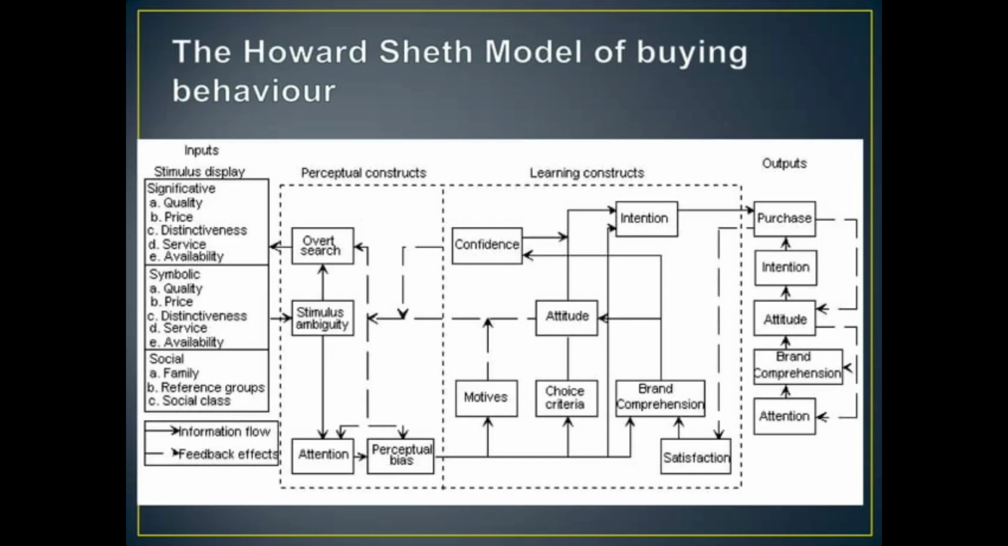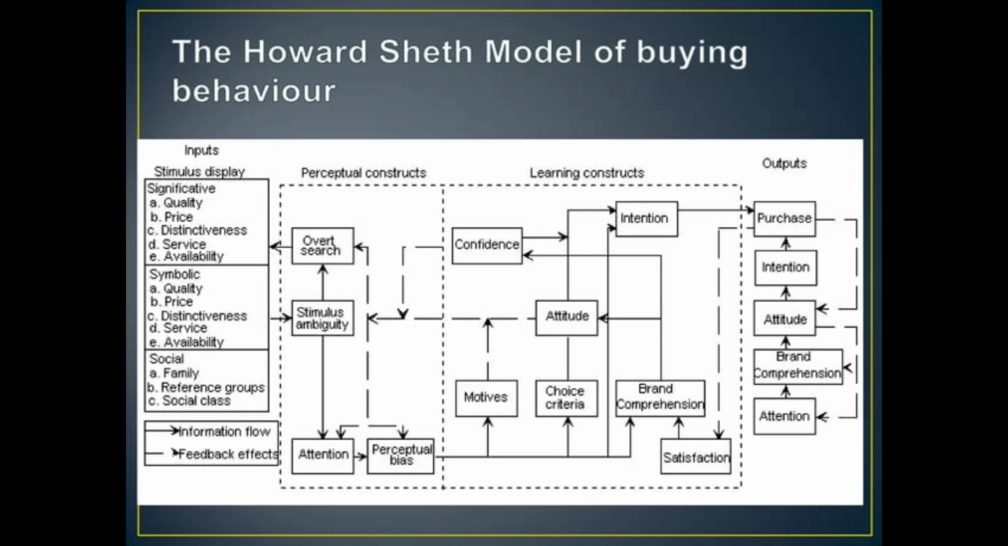So the Howard-Sheth model of buying behavior, this is the flow chart. It represents the input variables like quality, price, distinctiveness, service, availability, and symbolic qualities. Social, as we already know: family, reference groups, and social class. Perceptual constructs are stimulus ambiguity, attention, and perceptual bias. The learning construct is confidence about the particular product, then attitude, then motives, then choice criteria, and brand comprehension. And finally, the output is buy or not buy the product, satisfaction or dissatisfaction with the product.